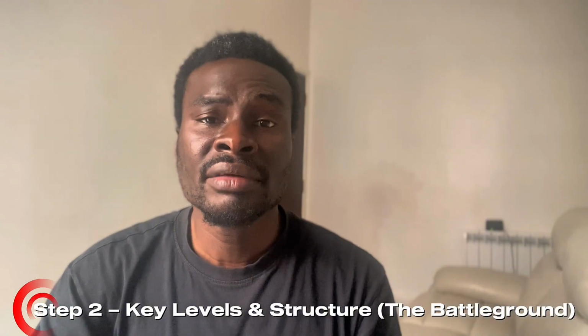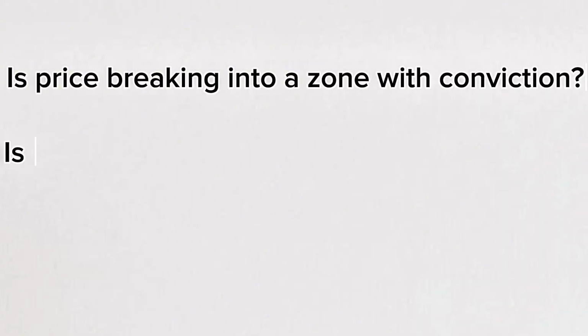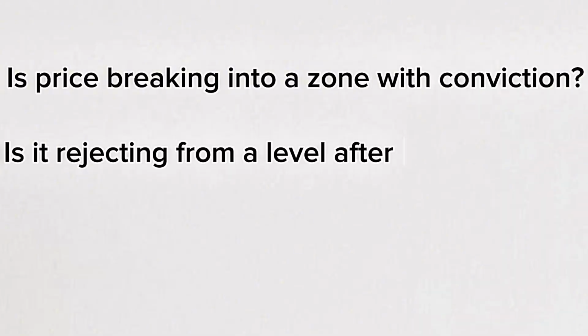Step 2. Key levels and structure. Your setup has to be positioned at a level where price has a reason to react. That could be a supply or demand zone, previous high or low, or a liquidity pool. Here is the filter. Is price breaking into a zone with conviction? Is it rejecting from a level after a break of structure or a change of character? If you can't point to a structural reason why this exact price area matters, the setup's foundation is weak.